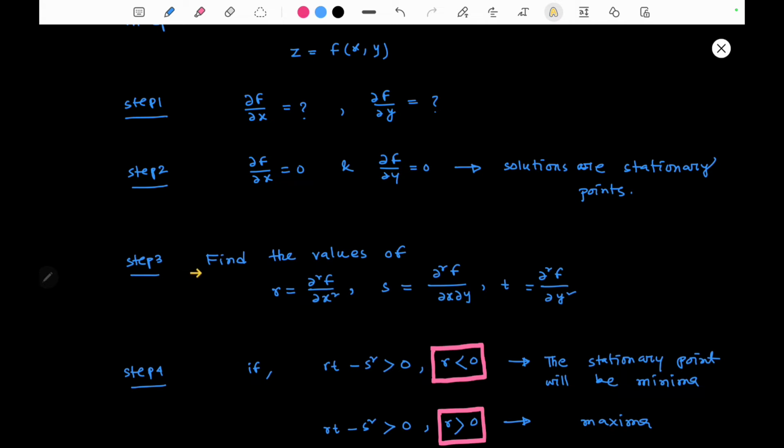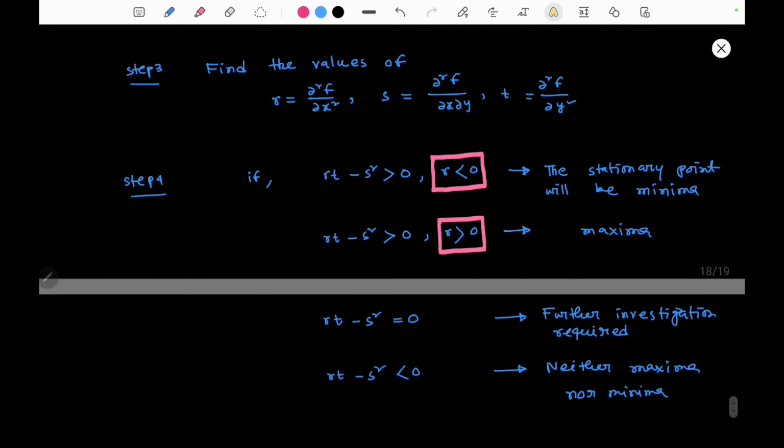In step 3 we will find del square f by del x square, that is the double order derivative of this term. We will call it r, and next we will find s, del square f by del x del y, and next t, del square f by del y square.